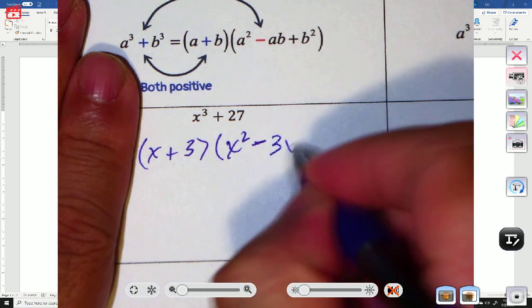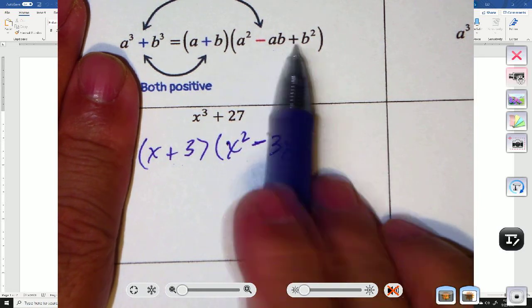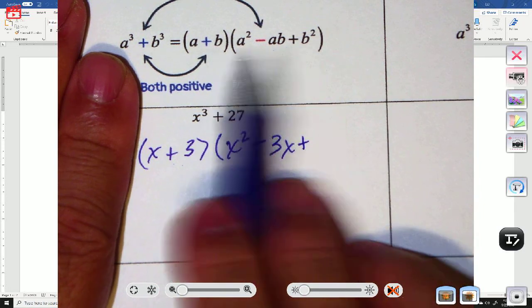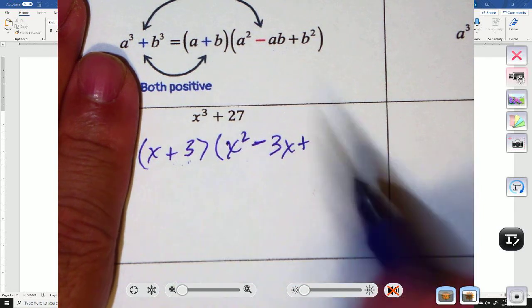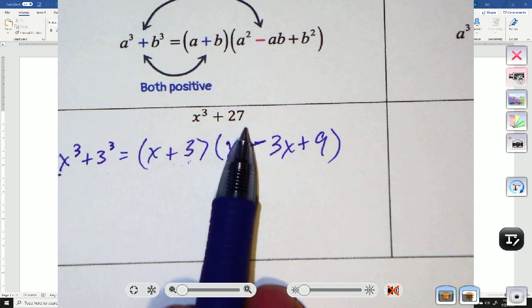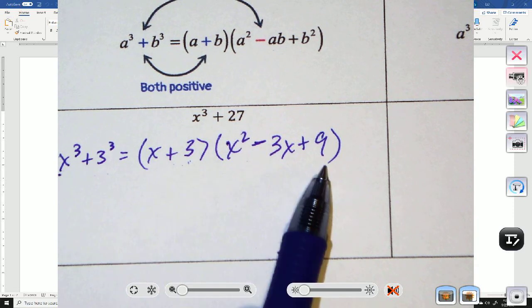And the last term is always a plus. And you just square the second term, right? b squared. So 3 squared is 9. And that's the answer, right? So this is the factored form of x cubed plus 27.